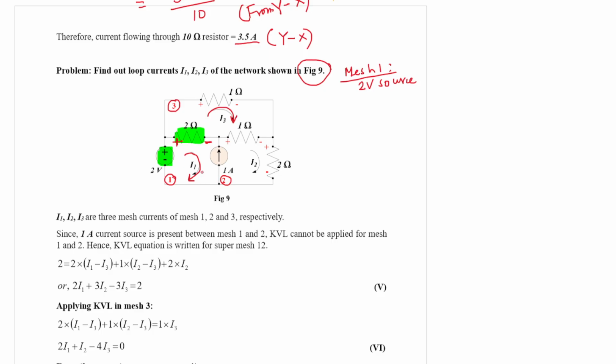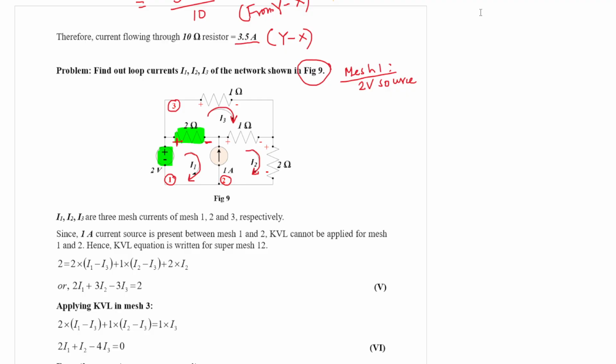So I1 is called a mesh current. That means this current will be flowing continuously through this mesh. Similarly, I2 is the mesh current of mesh 2, continuously flowing through mesh 2, and I3 is the mesh current of mesh 3, continuously flowing through mesh 3. As it stands from this diagram, I1 is flowing through the 2 ohm resistor, and I3 is also flowing through this 2 ohm resistor.